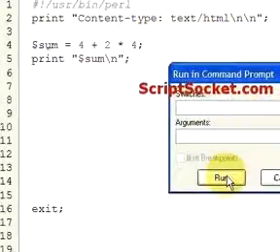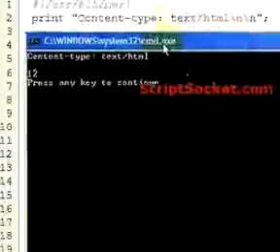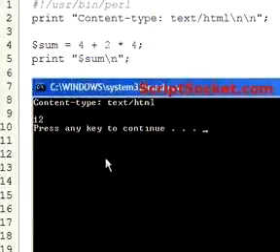Let's run it. Okay, it gives us the result 12. That is because the multiplication takes precedence over addition. So what happens in this equation is it first multiplies 2 by 4 to give us 8, and then adds 4 to it to give us the sum of 12.